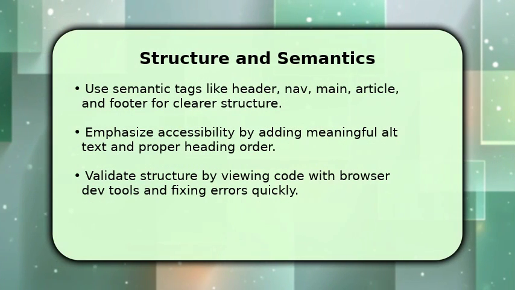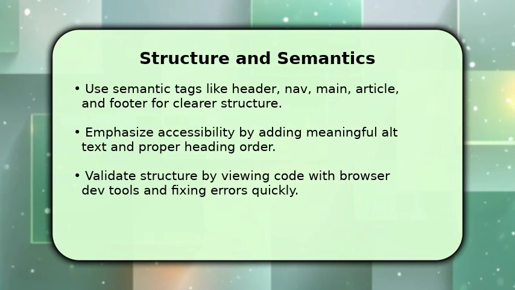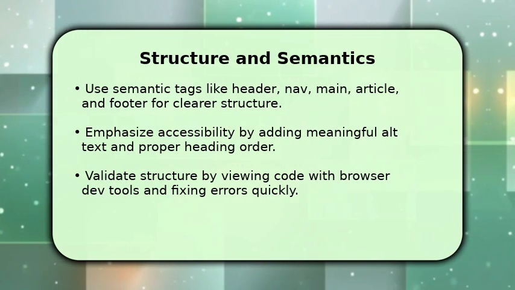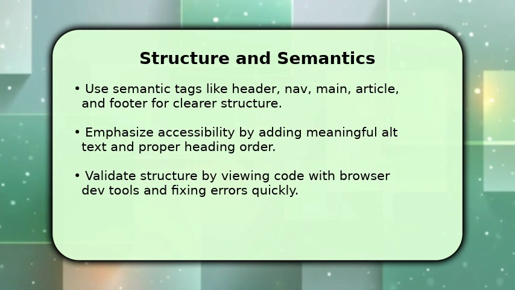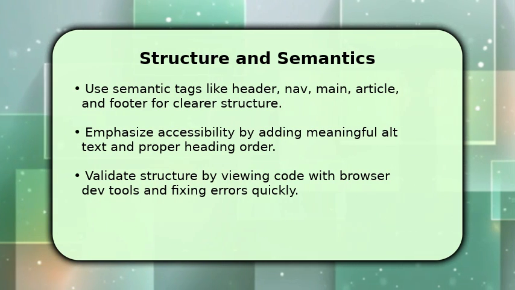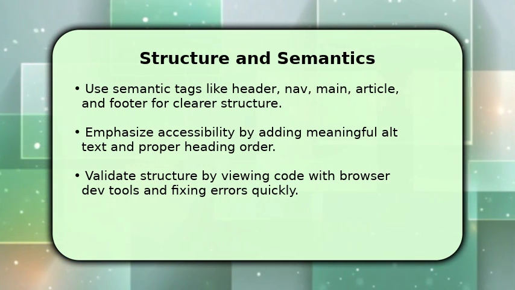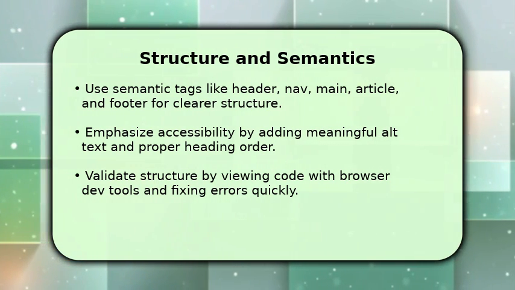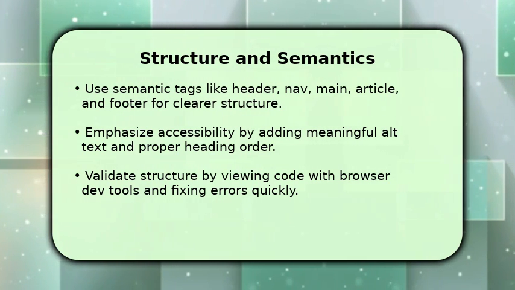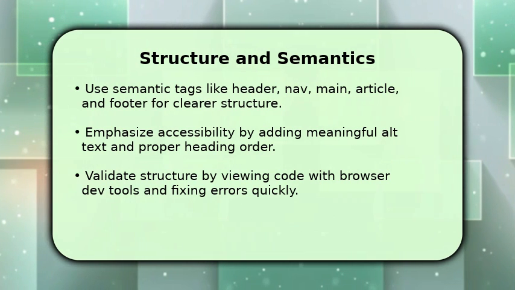Prioritize semantic structure to make pages understandable for users and machines. Use header, nav, main, article, and footer to map page sections clearly and maintain proper heading order for accessibility. Add meaningful alt text for images and label interactive elements to help all users. Check your work with the browser inspector, fix mistakes fast, and iterate often to build reliable habits that speed up learning and improve real-world results.